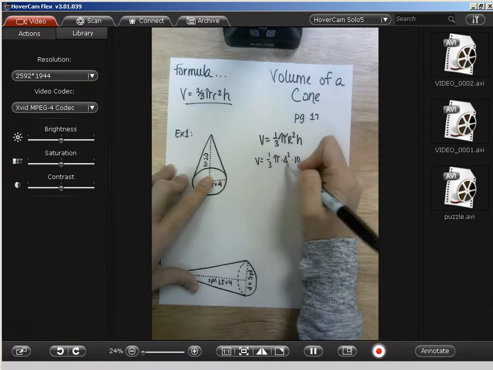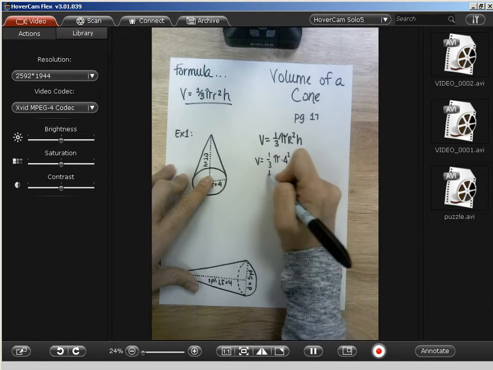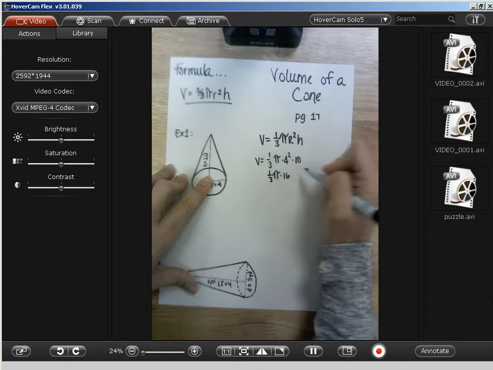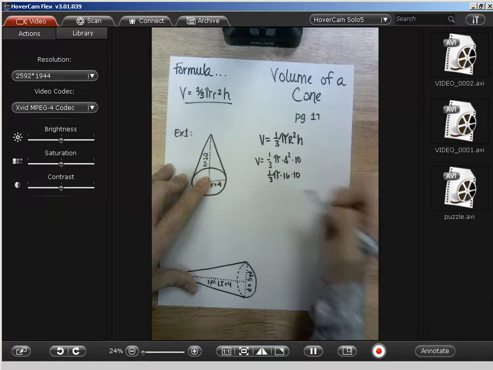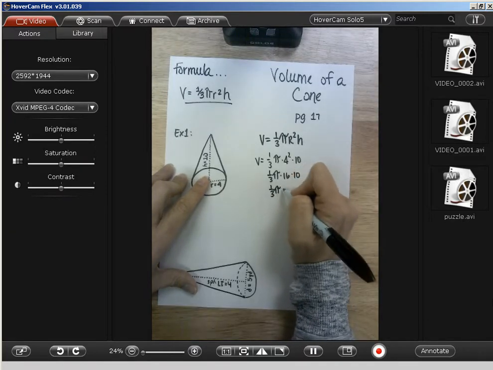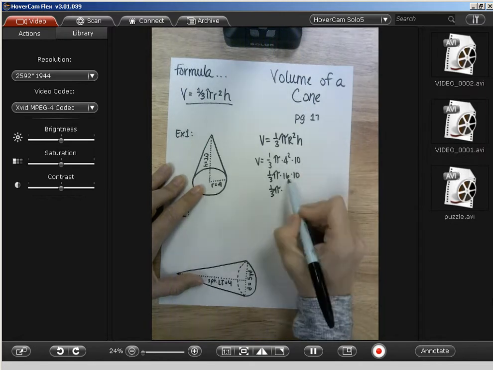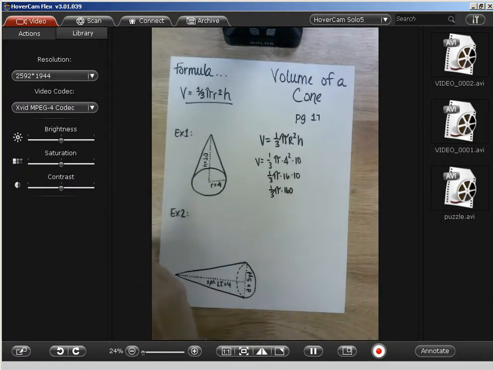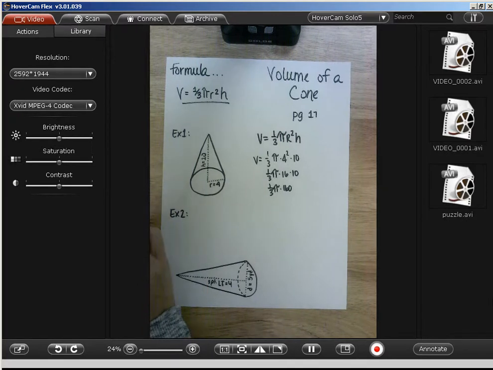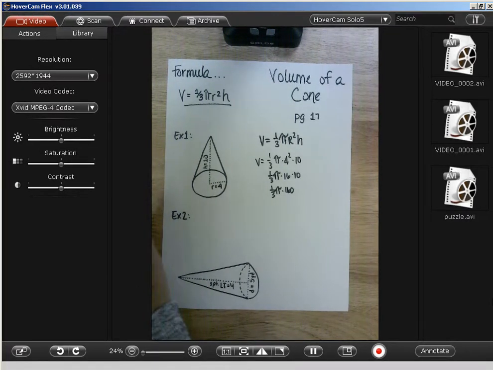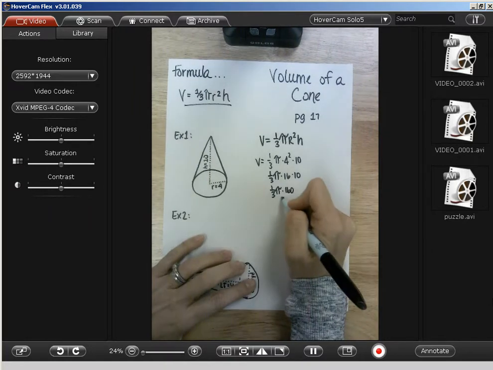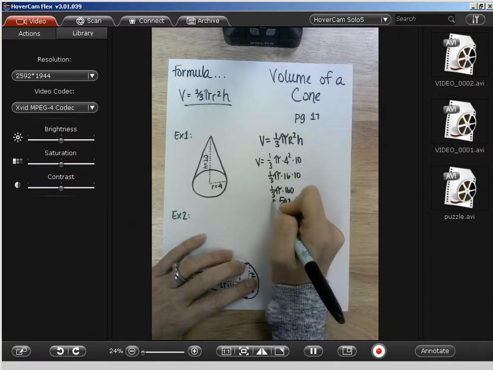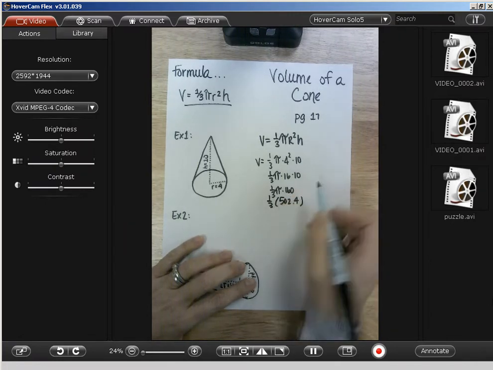All right, now I know that 4 squared is 16, so 1/3 times pi times 16 times 10. If I combine these like terms, 16 times 10 is 160, and now I'm ready to multiply across. So when I do 3.14 times 160, that gives me 502.4, but then I also have to multiply that times that 1/3.